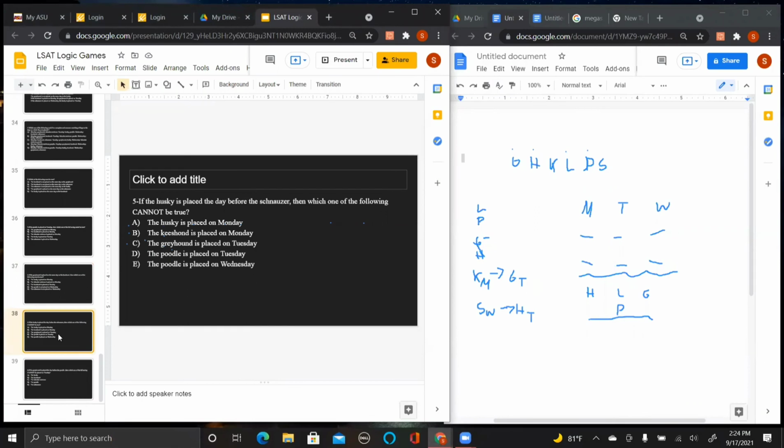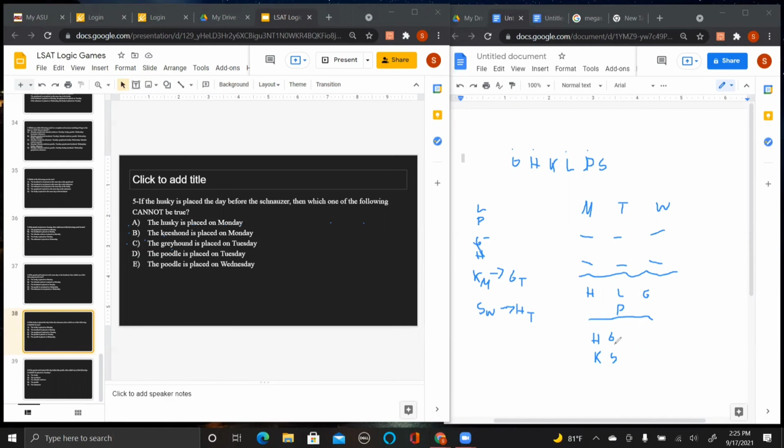If the Husky is placed on the day before the Schnauzer, which of the following cannot be true? All right, so now we have a bit of an order starting to emerge. So the Husky is the day before the Schnauzer, meaning that they are not together, right? So if Husky is before the Schnauzer, then Husky has to be with the Keeshond, right? So Husky is with Keeshond, and that's on the day before the Schnauzer, which has to be with the Greyhound, right? So if K is with H, then S is with G. Right? So these have to be in order of days, and then we're just trying to figure out if L and P goes at the beginning here or at the end.